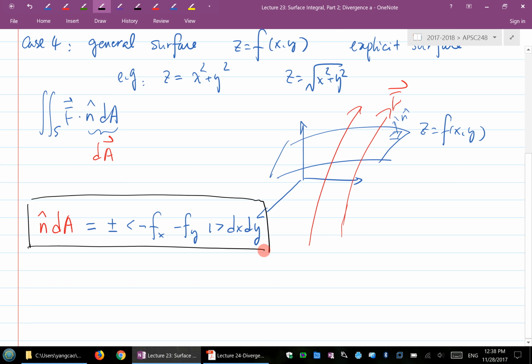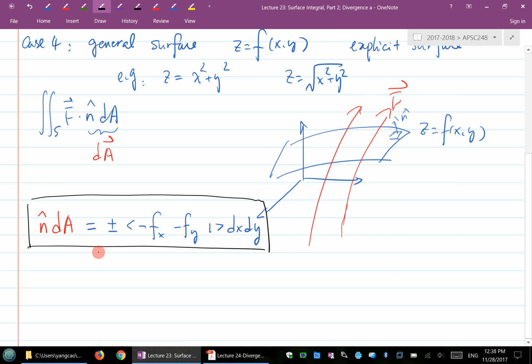It has two directions as usual, right? Whenever you have a surface, you always have two directions. If you have a closed surface, it points either inwards or outwards. If you have a surface, maybe upward or downwards. So that is the formula for n hat dA.